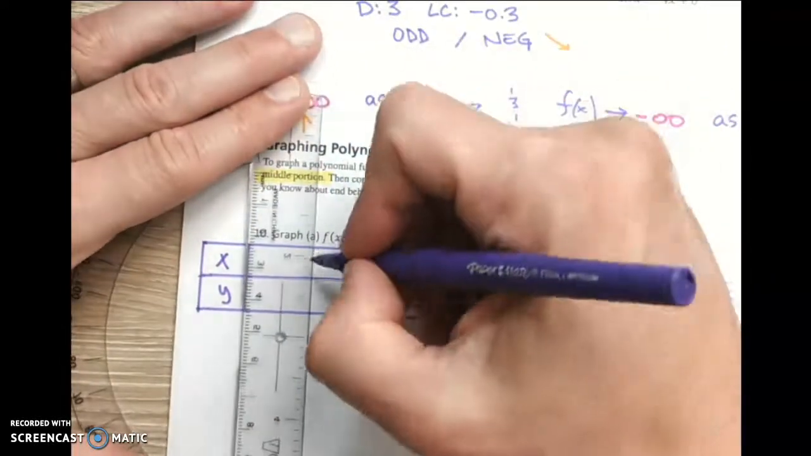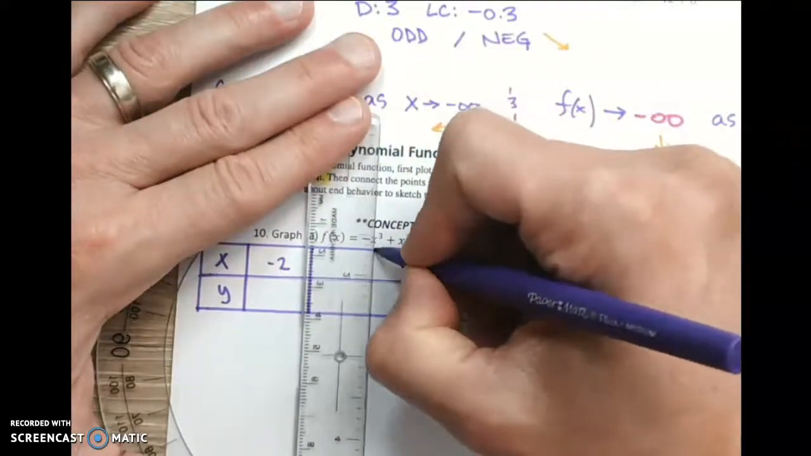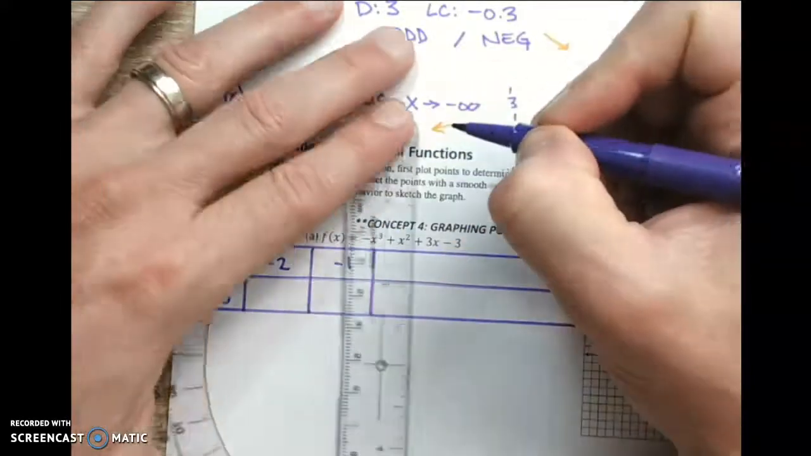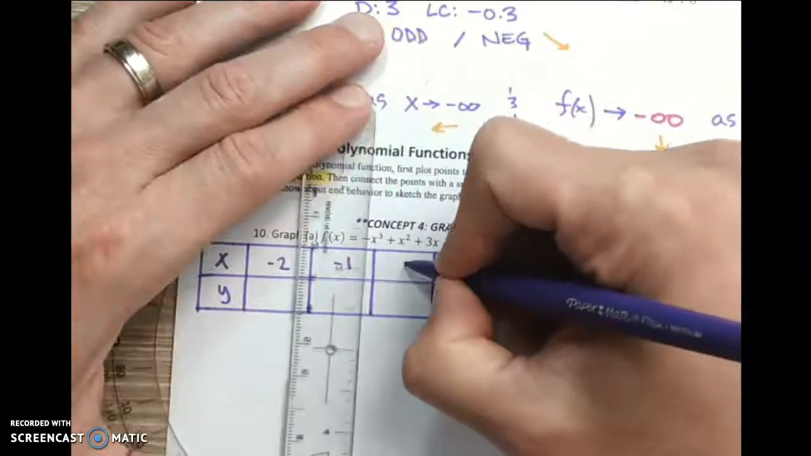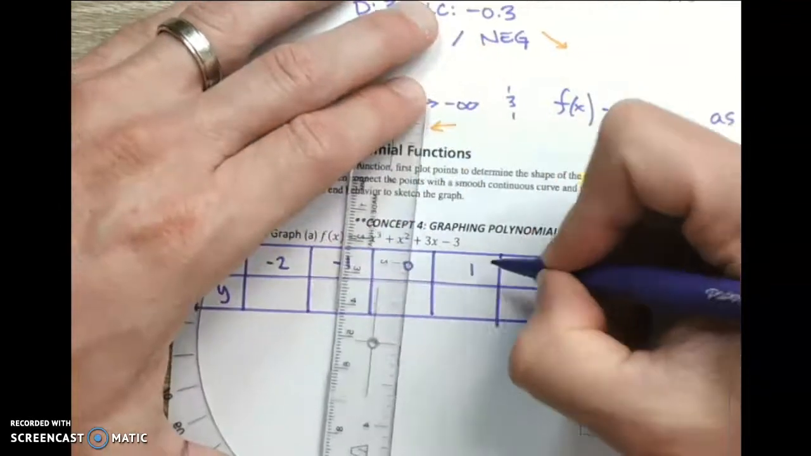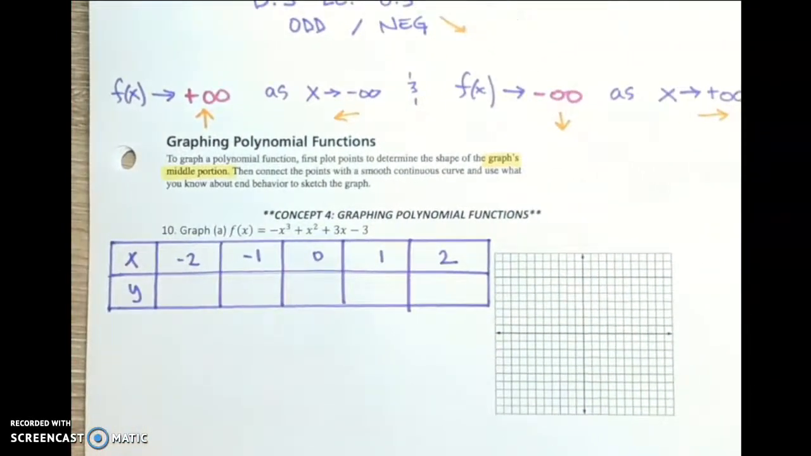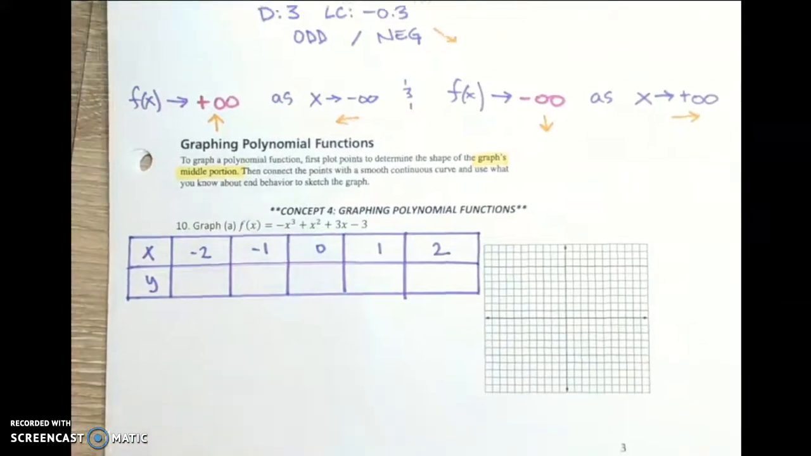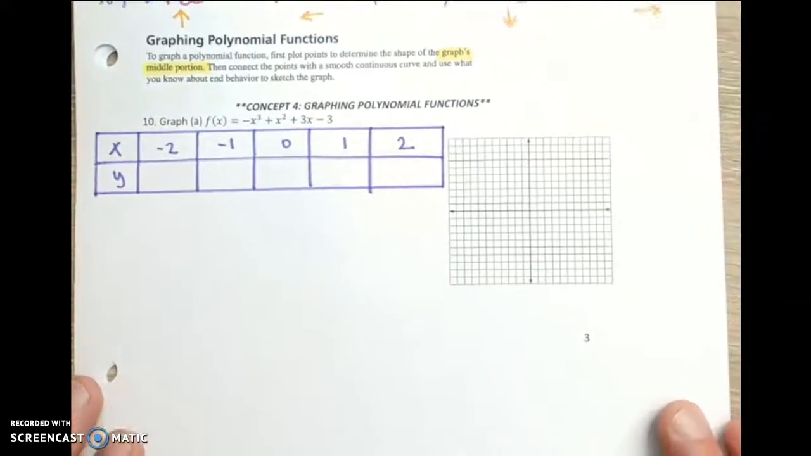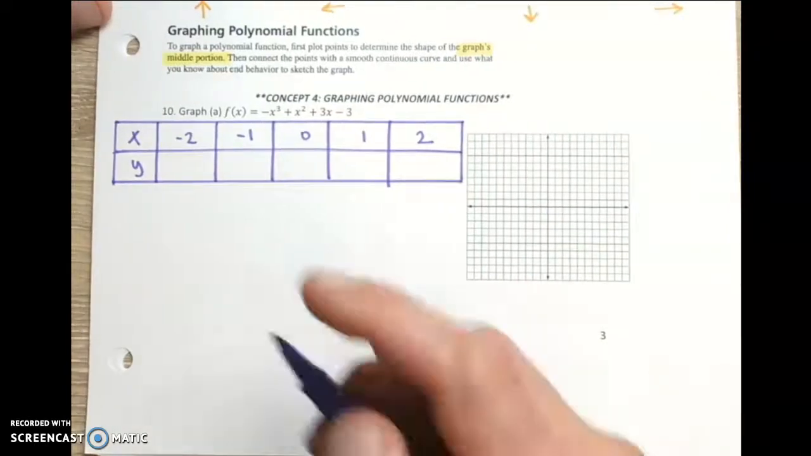And then I'm going to put -2, -1, 0, 1, and 2. And that is our middle portion, which we were talking about, the middle portion of the graph. Alright, so now what I want to do is basically take these x's and plug them into our function. So that's what I'm going to do.